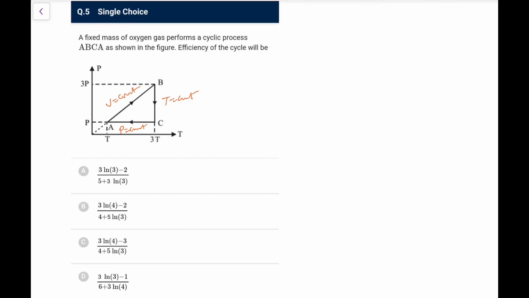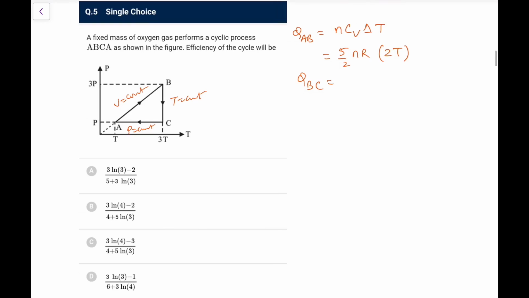Okay. So first of all, in the first process QAB, I can directly write nCV delta T, whatever be the moles, and CV for oxygen I know is 5/2. So 5/2 nR delta T. So delta T I can easily make out, that is 2T. Now QBC, because it is isothermal, QBC would be equal to the work done. Here the pressure is decreasing, that means volume is increasing, so work will be positive. I can directly write nRT, that is nR into 3T, ln of V final by V initial or P initial by P final, that will give me ln 3. So this is positive, this is positive. So this will be negative for sure.